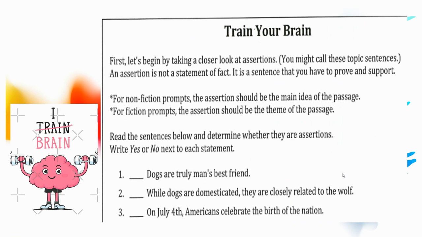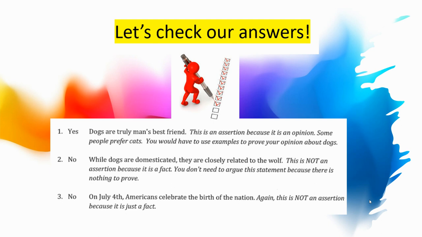Look at the sentences below to determine whether they are assertions. We have: dogs are truly a man's best friend. While dogs are domesticated, they are closely related to the wolf. And on the 4th of July, Americans celebrate the birth of a nation. Let's look at dogs are truly a man's best friend. This is an assertion because it is an opinion. Some people prefer cats. You would have to use examples to prove your opinion about dogs.